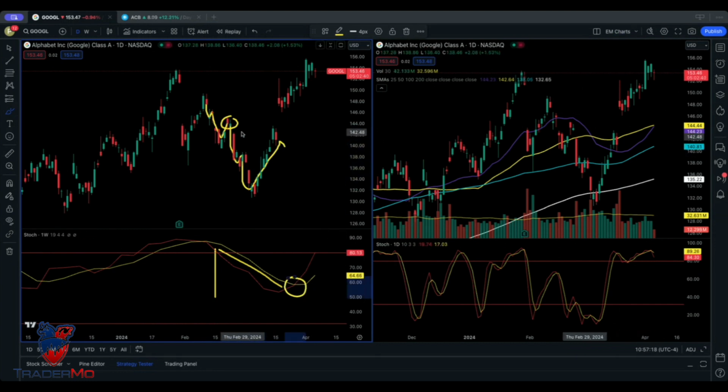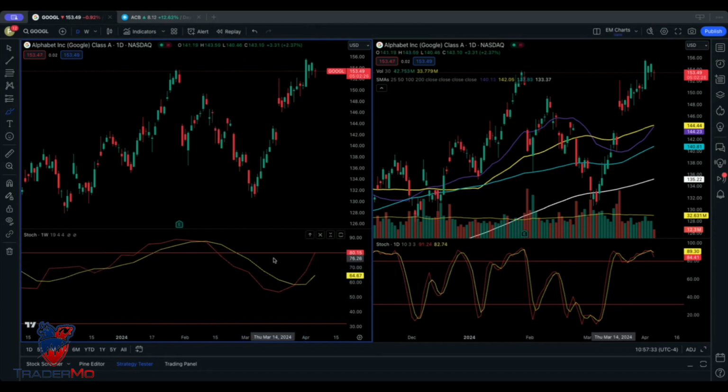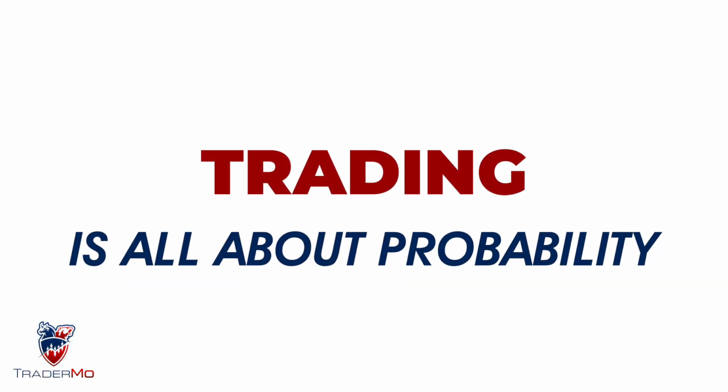So the point of me saying this, I don't know if this is a trade that I was in, but this is a great example for me to show you that just because the price action moves one way or the other doesn't mean that you exit the trade. You trust this down here. You trust your trend. And I'm not saying that if you trust your trend, you're going to win every single time, but you're going to win more often than not. Remember, trading is all about probability.